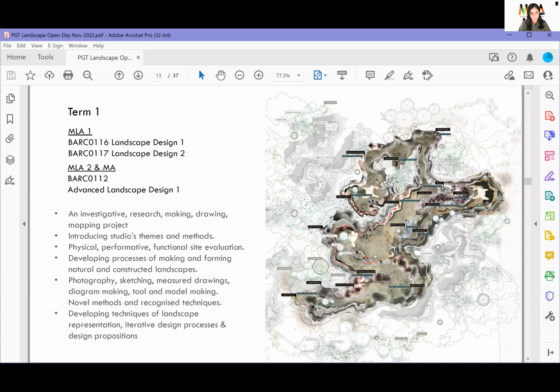So to go into a little bit more detail, what term one will look like for you. This is when the design modules start, pretty much from day one. So what's expected is, if you're in MLA 1, things will be quite introductory. You'll be developing and testing, whether that's techniques of different landscape representation, processes of making, you'll be trying different things out. It will also be, for both years, an introduction into the studio's methods and themes. So you'll get used to that and begin exploring what that means for you. And really setting yourself up with a research question, an inquiry that you'll then follow through throughout the year.